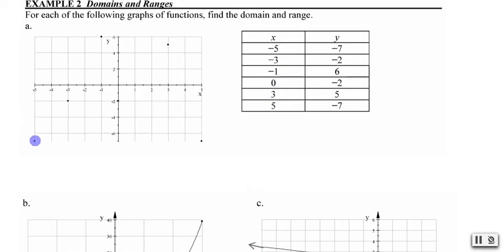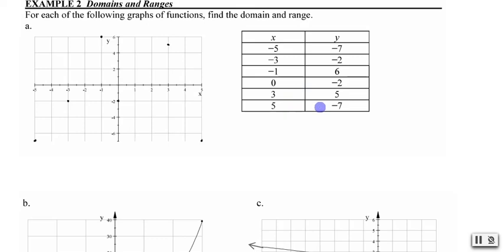Here they have plotted some points for us, just a scatter plot of points, and you can identify what those are. This is the point -5, -7. There it is in the table. Here's the point -3, -2. There we go. And on. They've listed all the points in the table.